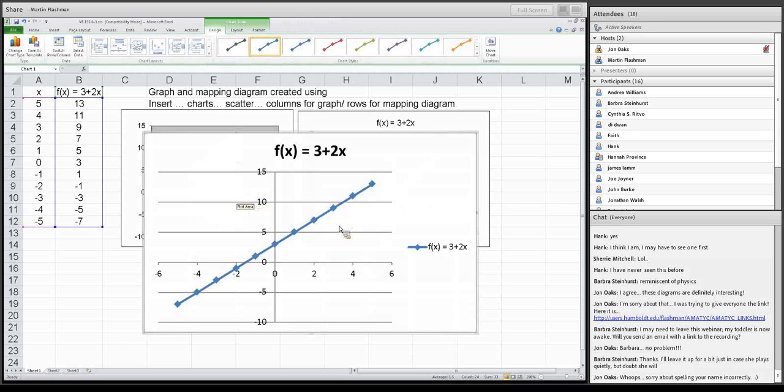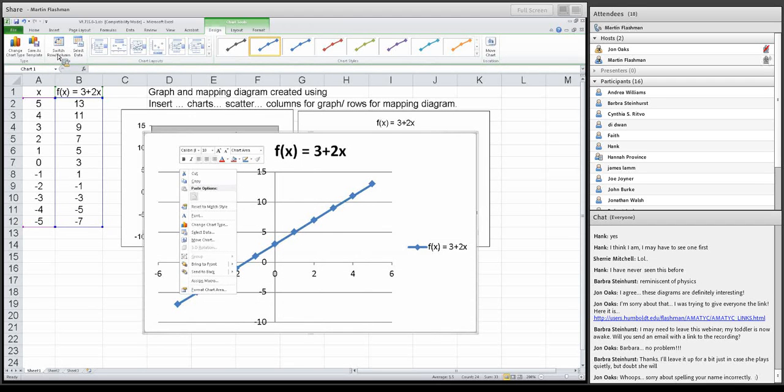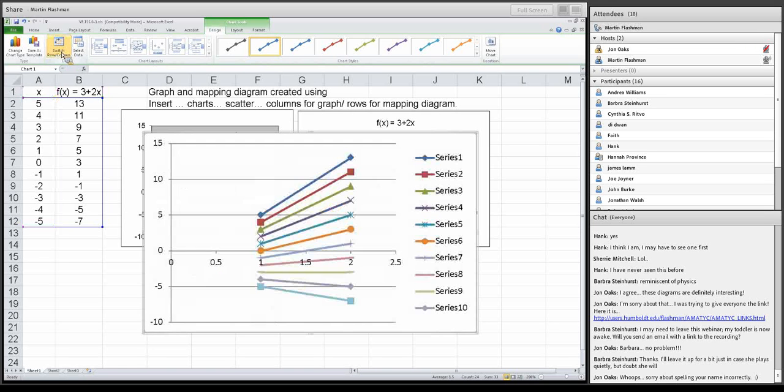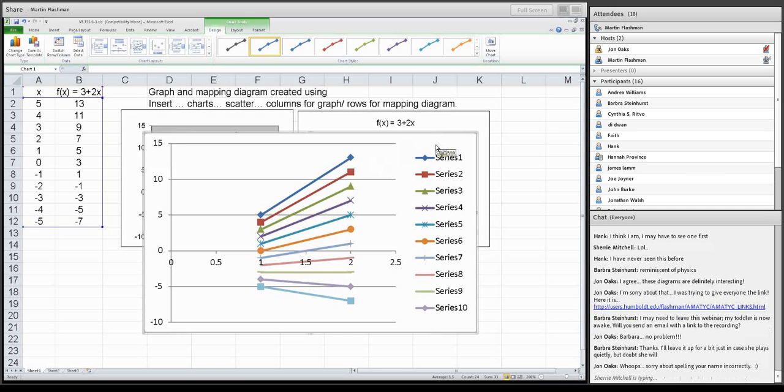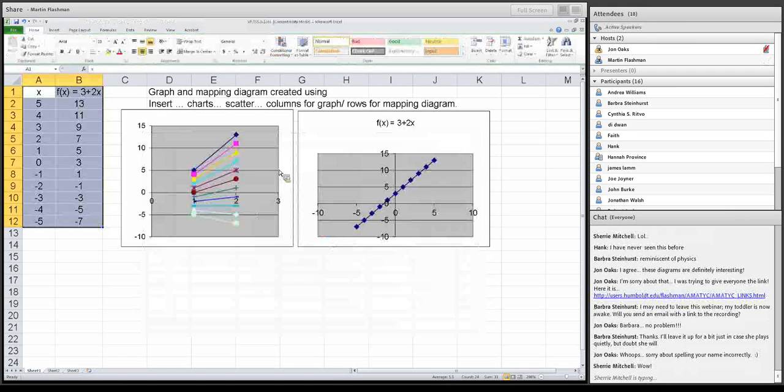But here's what you do. On the scatter plot, you switch the row and column. And when you switch the row and the column up here in this feature, the scatter plot turns into a mapping diagram. That's a well-hidden feature of most spreadsheets. And I hope that in itself is worth the webinar, that you get this information about how to build these things.